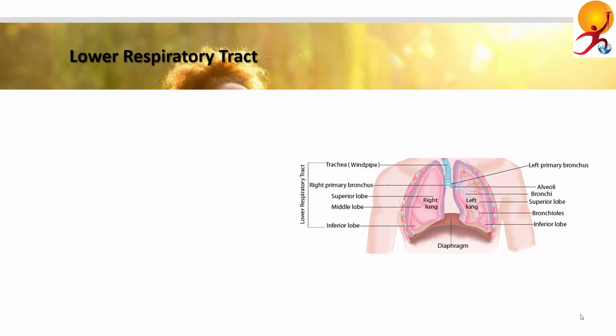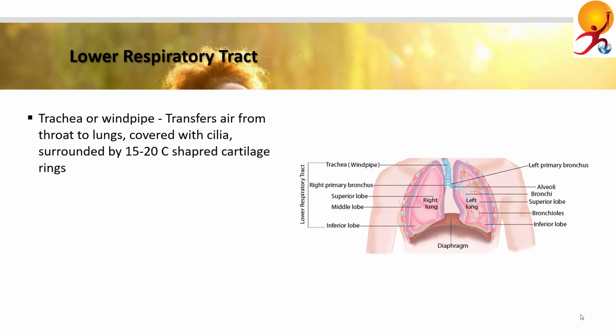Next, we have the lower respiratory tract. It has the trachea or windpipe. It carries air from the throat into the lungs. The inner membrane of the trachea is covered with cilia. The trachea is surrounded by 15 to 20 C-shaped rings of cartilage at the front and side, which help protect the trachea and keep it open.